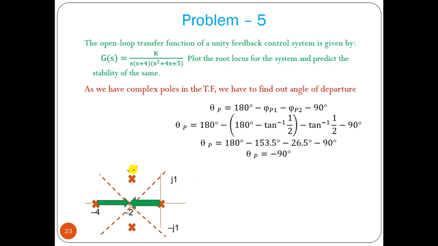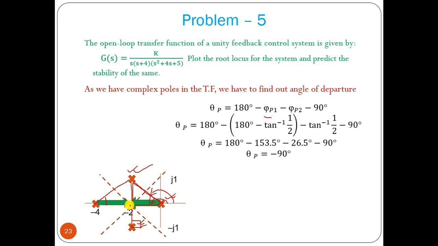So if you consider with respect to this pole, this angle is minus 90 degrees. Then we have to find this angle. And what is this angle? So 180 degrees minus phi 1 minus phi 2 minus 90 degrees, that we can write directly. Now this angle is nothing but 180 degrees minus this angle, which is, since this is a right angle triangle.